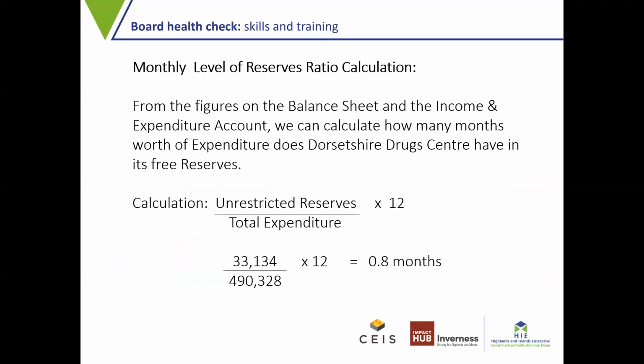Using some of the figures in both the income and expenditure account and the balance sheet, we can work out how many months' worth of expenditure the centre has in reserve. If we take the 33,134 for general funds, which is our free reserves figure, and divide it by the total expenditure figure for the year in the income and expenditure account of 490,328, and then multiply it by 12, the result shows that the Advice Centre has under 1 month's worth of running costs available in reserves, which is a good bit short of the organisation's reserves policy to have 3 to 6 months of the expenditure in reserve.